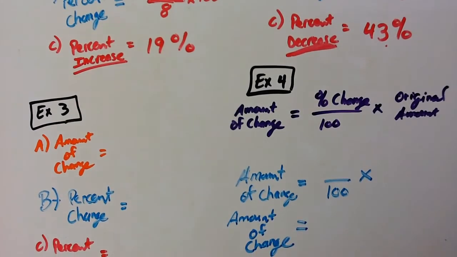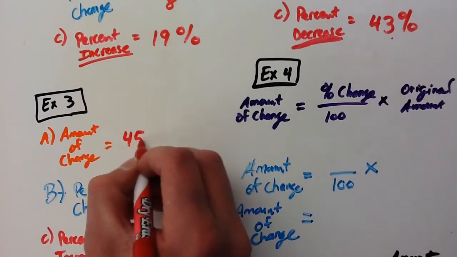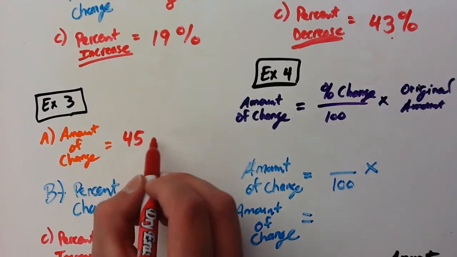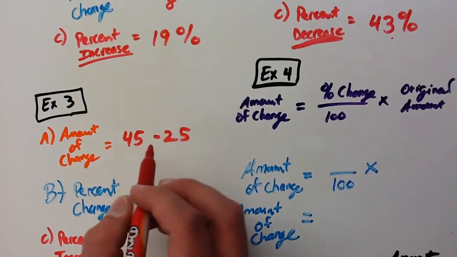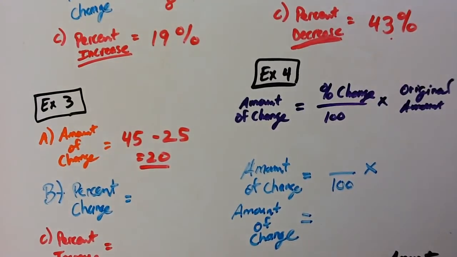Example 3. A clothing salesman sold 25 shirts his first day on the job and 45 shirts on the second day. First let's find the amount of change. I take the greater value, 45, and subtract the lesser value, 25. 45 minus 25 is 20, so the amount of change is 20.